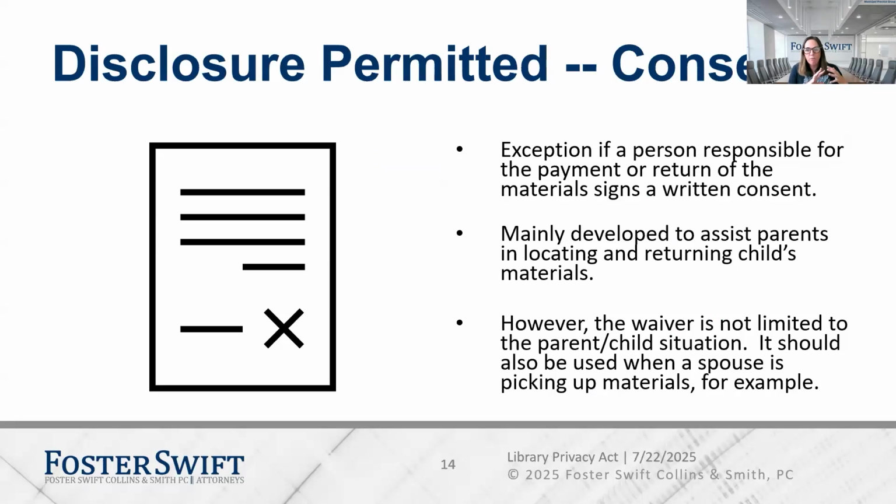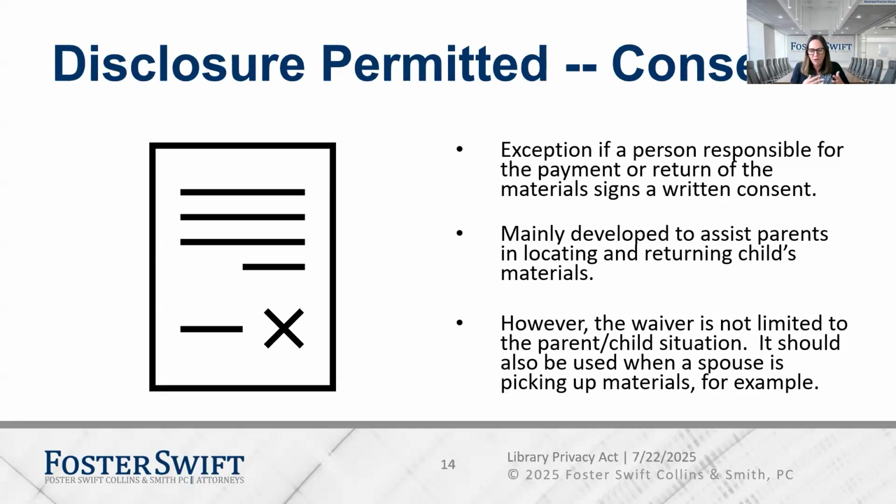So now that we've covered court orders, and that was something permitted under what I call the old version of the Library Privacy Act, the other one was consent. The other way you can give out records is if the person consents to it. This is the way it's written, and it's kind of strange, and it's really geared towards children. But you can waive and give permission for the person to have your records if the person will become responsible for the payment or return of the material.